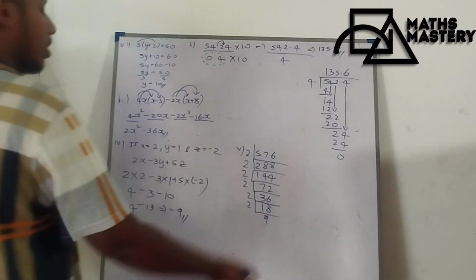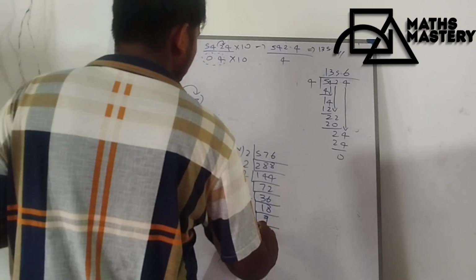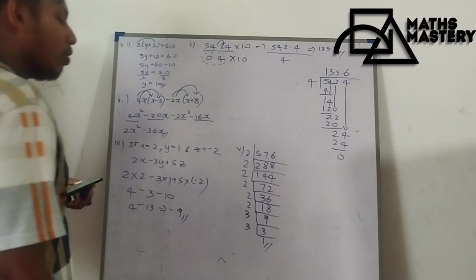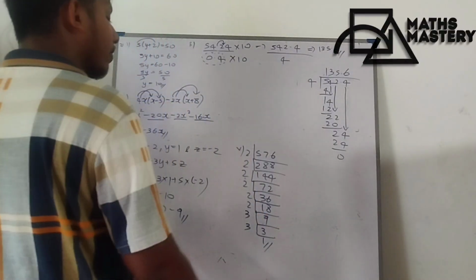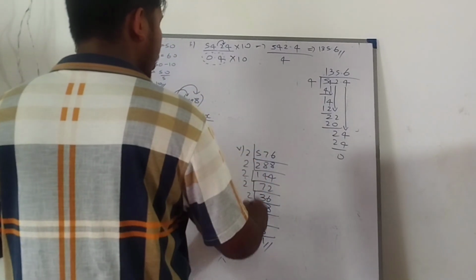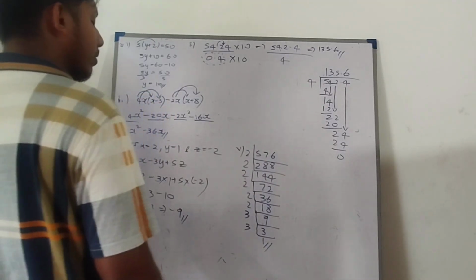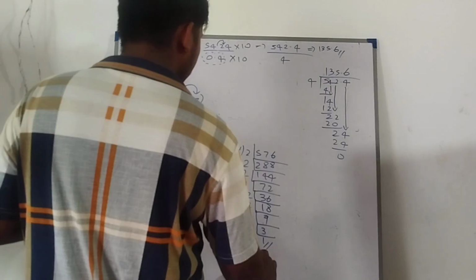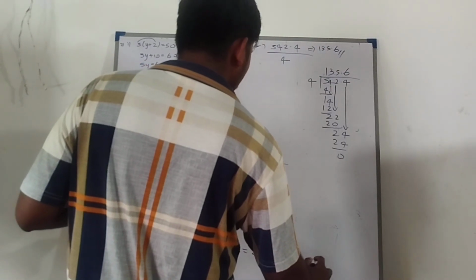Now 9 is not divisible by 2, so what you are going to do is go to 3. You divide by 3, you get the answer 3. And again you divide by 3, the answer is 1. So when you are writing it as a product of prime factors, you multiply all these numbers, and you'll get the answer 576. So 576 is equal to 2 times 2 times 2 times 2 times 2 times 2.